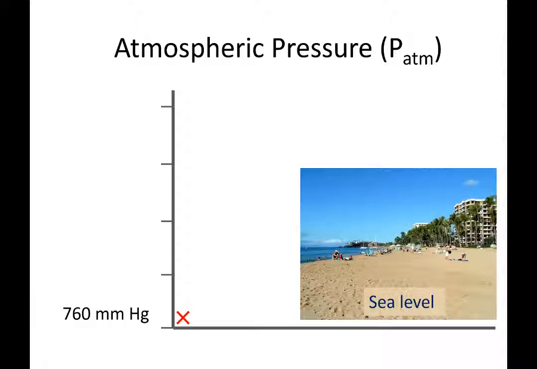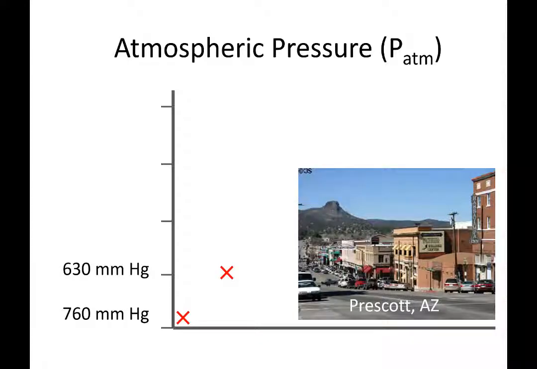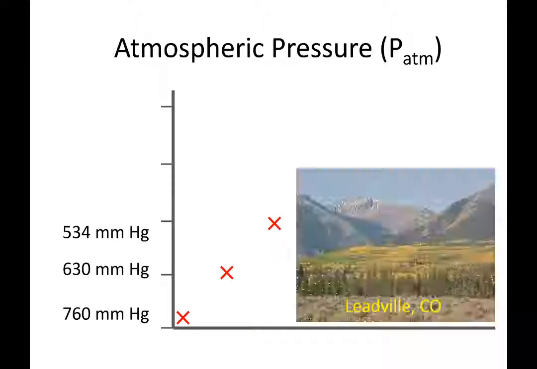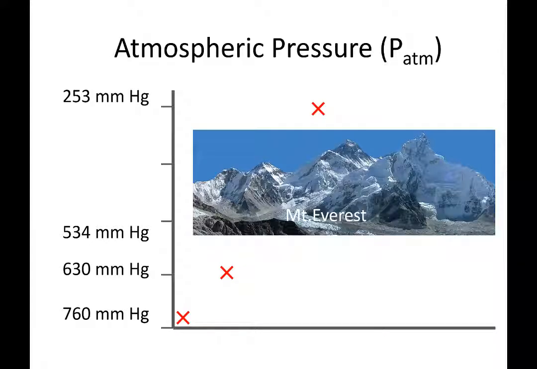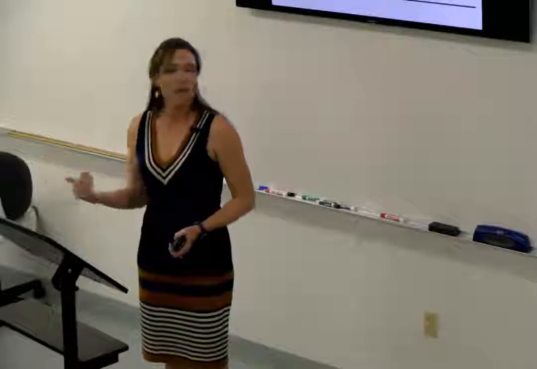As you go up in elevation, so this y-axis shows us going up in elevation, the atmospheric pressure numerically is decreasing. So here in Prescott, it's 630 millimeters of mercury. Then if you go up to Leadville, Colorado, you're at 534 millimeters of mercury. At the top of Mount Everest, you're about 253 millimeters of mercury. This is based on data from John West, I think. So this is what the atmospheric pressure is.